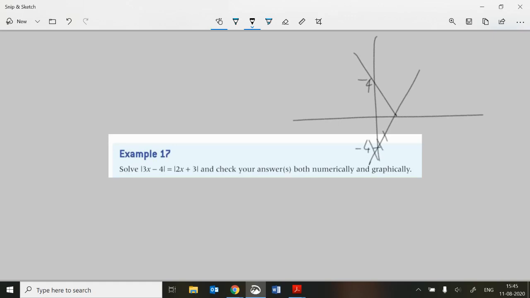So that's going to disappear. And then we have 2x plus 3, so the modulus of that. So this is going to go through +3.